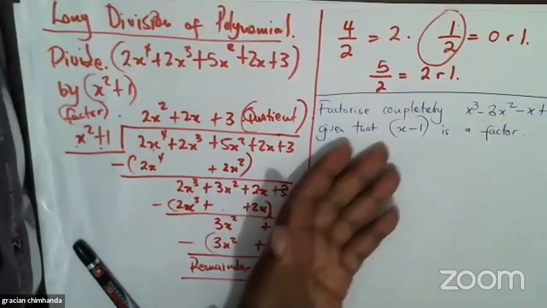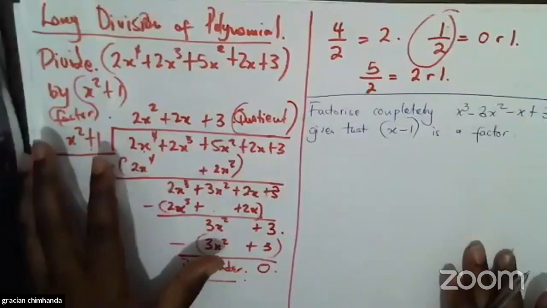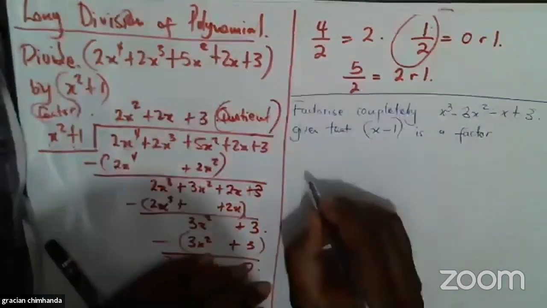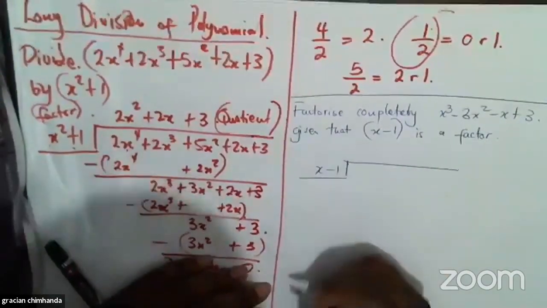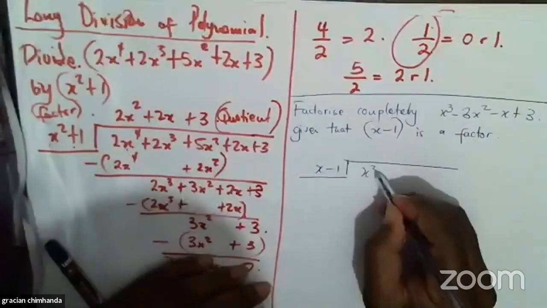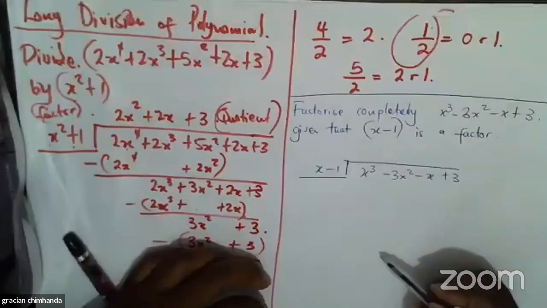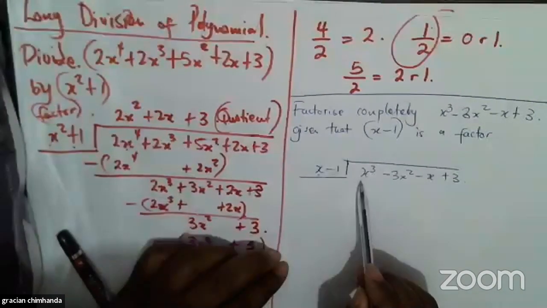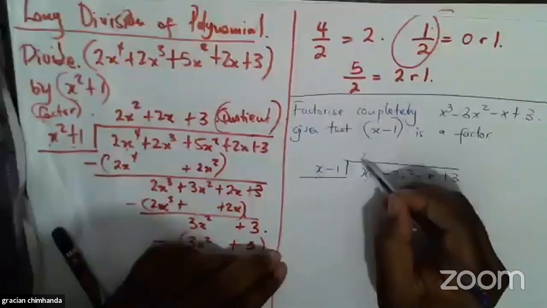If we are given that x minus 1 is a factor, it becomes a little bit simpler. So the first thing that I would do is a long division. I'm going to create a long division sign. I'll put x minus 1 here, then x to the power 3 minus 3x squared minus x plus 3. Now I am going to do long division because I'm told this one is a factor. It's always the leading into the leading. So x to the power 3 divided by x, I get x squared.